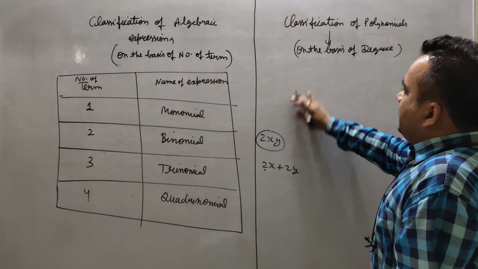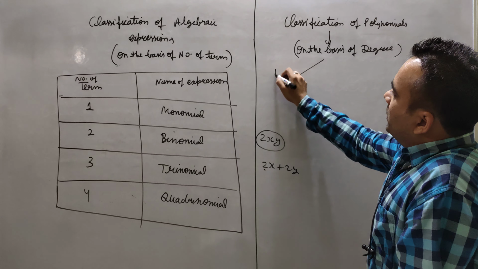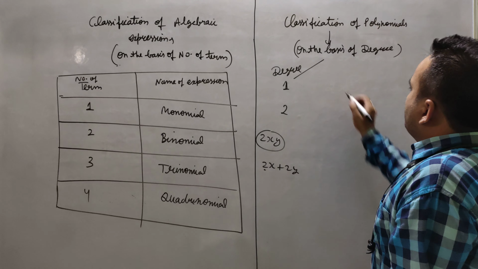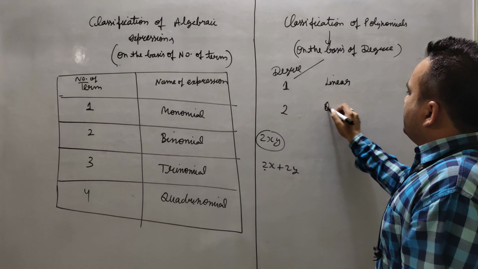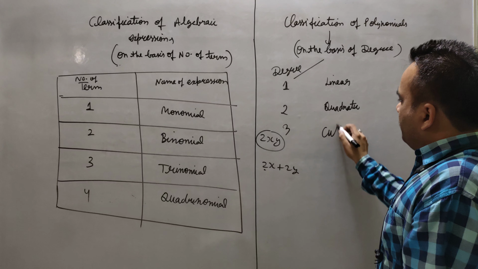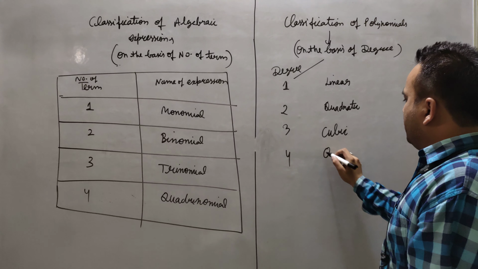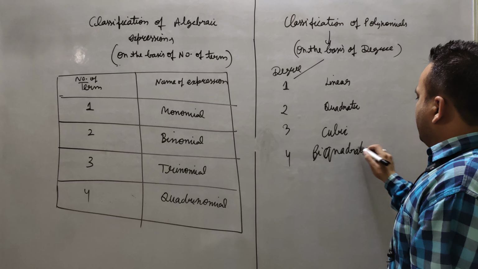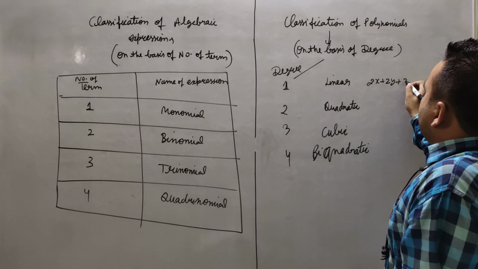Now on the basis of degree, suppose the maximum power is 1, then the degree is 1. I will give you one example. If the degree is 1, we call it linear polynomial. If the degree is 2, we call it quadratic. If the degree is 3, we call it cubic. If the degree is 4, we call it biquadratic. Now, for example, I am taking this one, 2x plus 2y plus 3z.